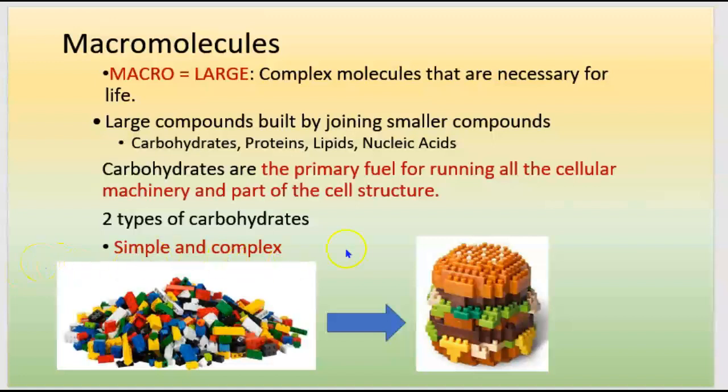So there are 2 types of carbohydrates. There are simple carbohydrates, which I've illustrated with this little pile of Lego bricks. And then whatever you make from these Lego bricks are going to be the complex carbohydrates. There's lots of those. So we're going to talk about 3 kinds of complex carbohydrates in this lesson alone. But on the molecular level, individual molecules can be strung together to form large molecules, and that's macromolecules.